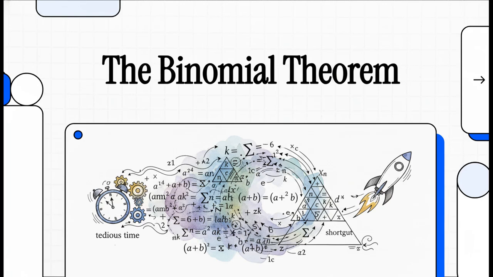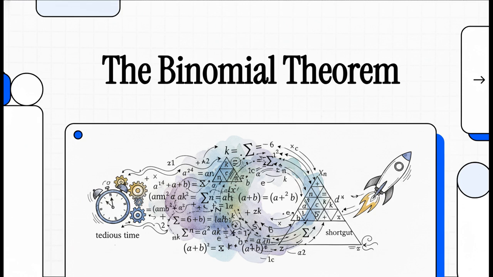You know that feeling when you're staring at a math problem and it just feels like a trap? Like it's designed to be tedious and make you waste a ton of time? Well, that's exactly what expanding a binomial can feel like. But what if I told you there's an amazing shortcut?